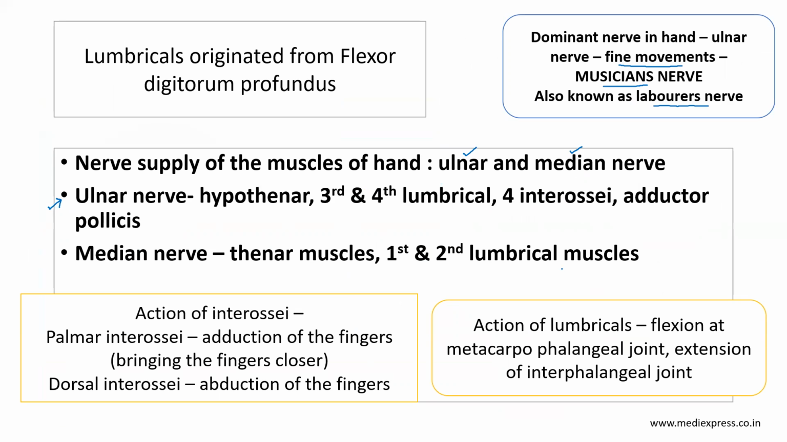So I repeat once again: ulnar nerve and median nerve. The ulnar nerve will supply the hypothenar muscles, third and fourth lumbricals, four interossei, as well as the adductor pollicis.